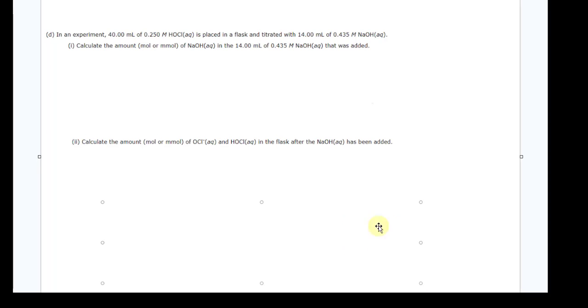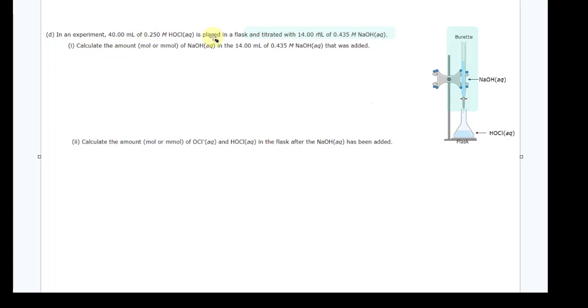Okay, here we go to the next part of the problem. This one involves some calculations. We've got, in an experiment, 40 mLs of 0.25 molar hypochlorous acid placed in a flask. Then we get a burette, and we add some sodium hydroxide to it that we had in that previous equation. We add 14 mLs of 0.435 molar sodium hydroxide.